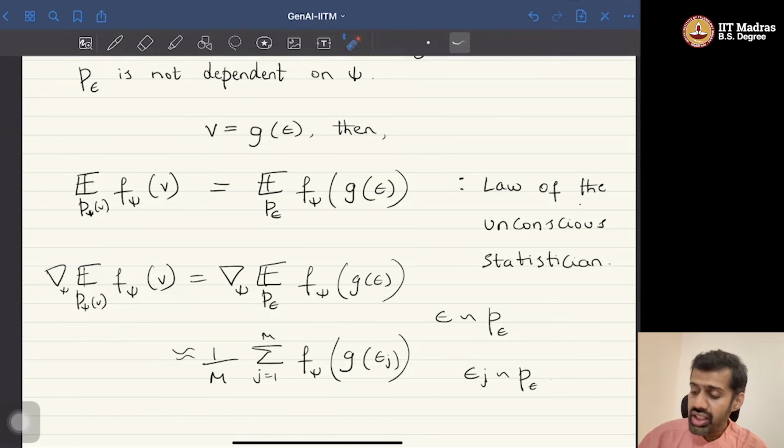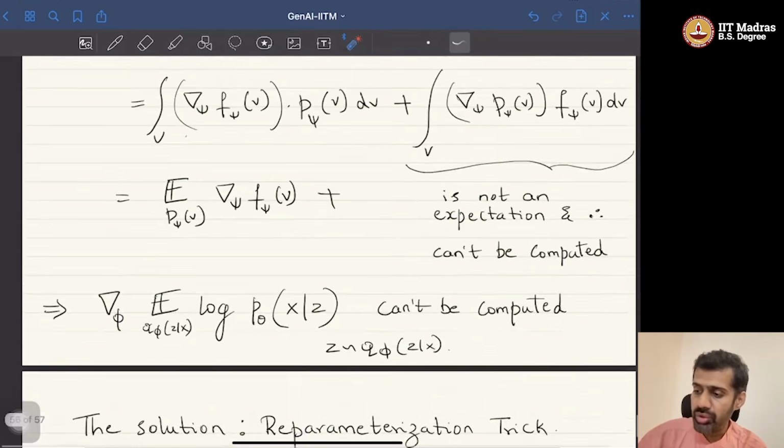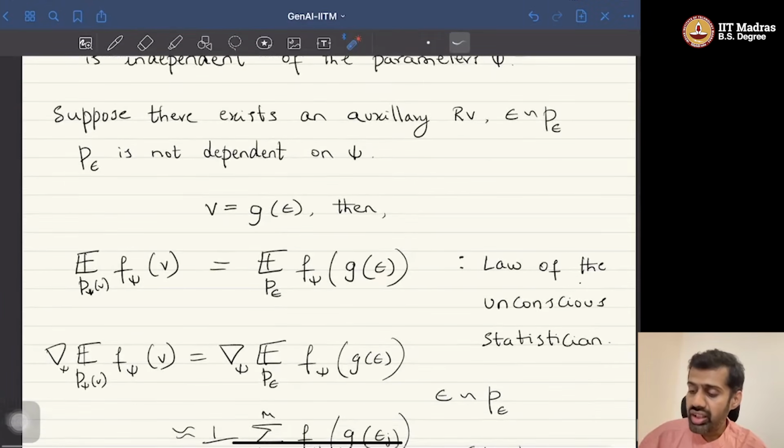So just recall what we did. This gradient could not be computed because the gradient was with respect to an expectation, and that expectation was being computed using a density function which had dependence on the same set of parameters with respect to which we are seeking the gradients, right? So that's what created this particular problem. We ended up having an integral that cannot be computed. Now what should be done is that if we can somehow write this expectation with respect to another density function that is not dependent on the parameter with respect to which we are taking the gradient, then we are done.